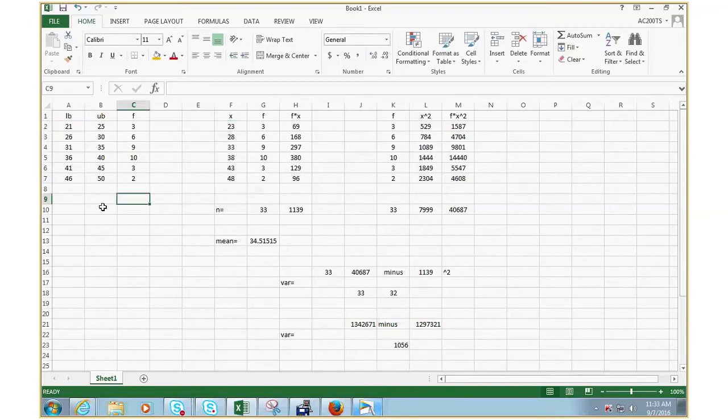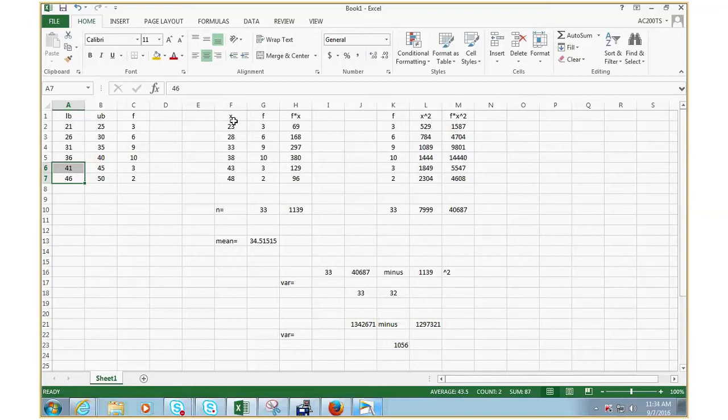Another way you could have done it is get the first one, 23, and then what's the class width? What's 21 from 26? Or 36 from 31? Or 46 minus 41? What's the class width? 5. So add 5 to each one. You can do it that way too. So either way you do it, you get the same answer, but there's a long way to do it, and then there's a short way to do it.